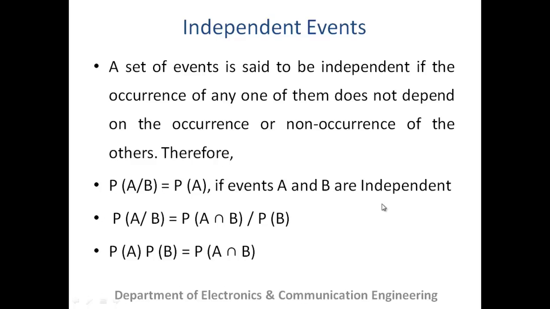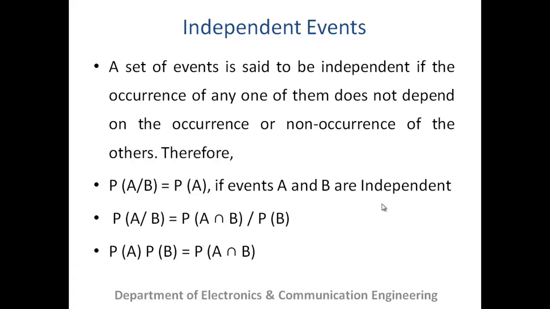Then comes another term, which is independent events. The independent events are defined as a set of events where the occurrence of one of them does not depend on the occurrence or non-occurrence of the other. So it is to be understood here the difference between the two. One is mutually exclusive events and another is independent events.